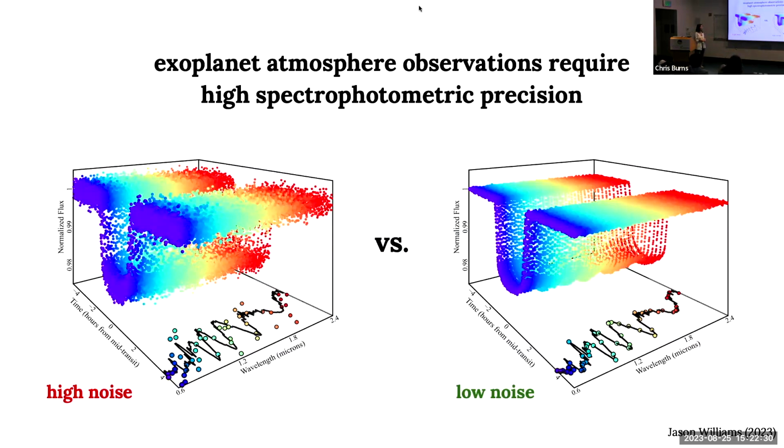Now, one challenge with observing exoplanet atmospheres is that these observations require a very high level of spectrophotometric precision, or in other words, a very low level of noise. These two figures also show transit depth curves, but we're comparing the high noise scenario with a low noise scenario. And as you can see clearly, in the low noise scenario, we're able to detect signals at a much higher confidence level.